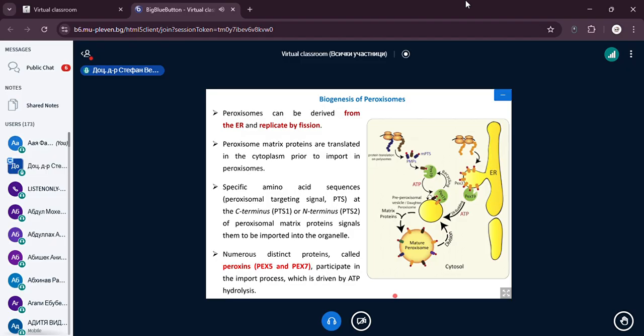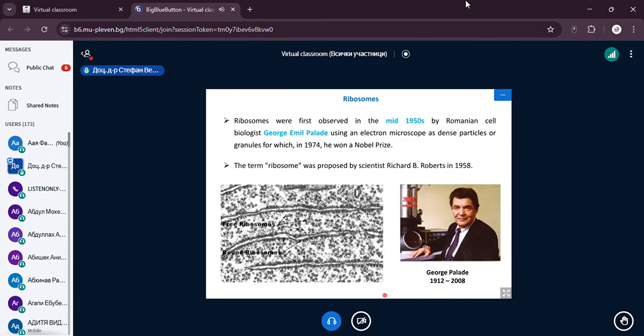Okay, so now we move towards the last organelle for today. This organelle belongs to non-membranous organelles, and these are the ribosomes.